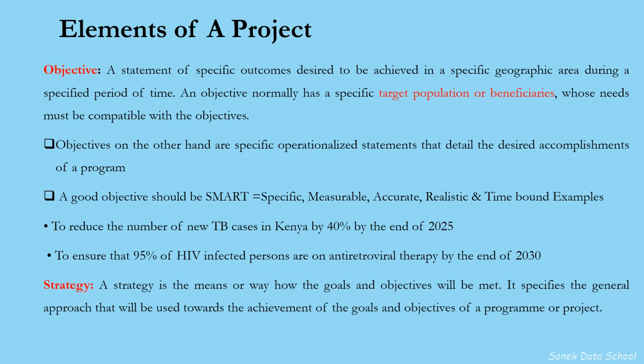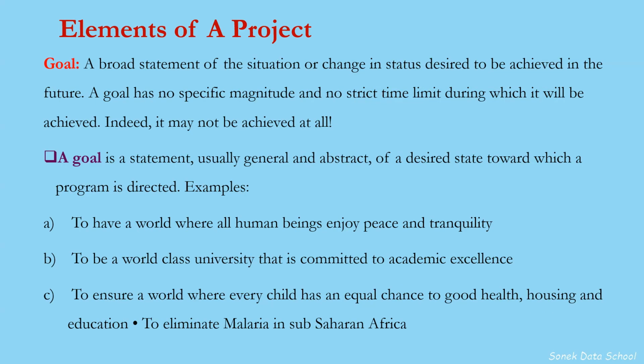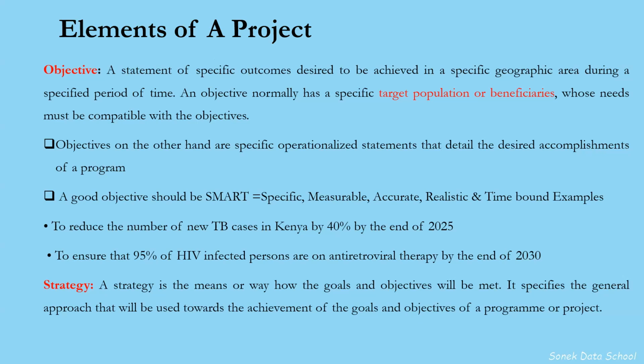Besides that, we have the objectives, which are a bit more specific outcomes desired to be achieved in a specific geographical area during a specified period of time. An objective normally has a specific target population or beneficiaries whose needs must be compatible with the objectives. So it is different from the goal in that it is more specific.